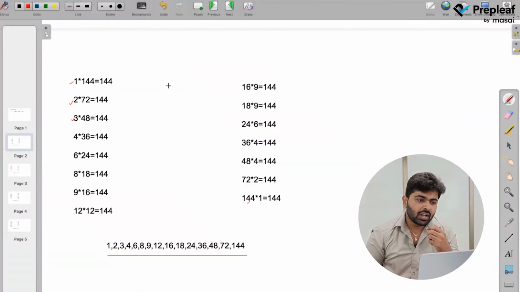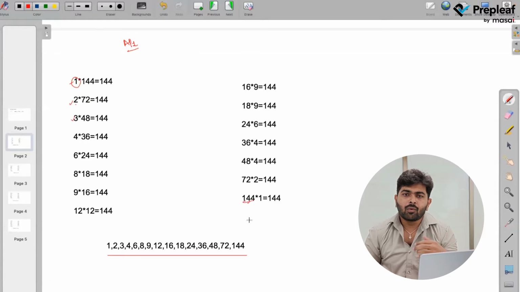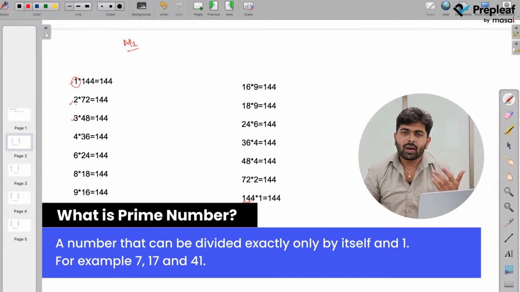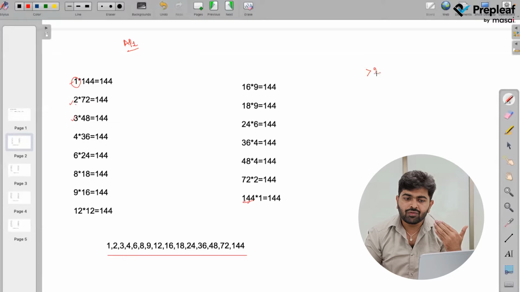Let me call this approach number 1. I'll start from 1, then 2, go till the last number, and count how many factors there are in total. If I find that the factors are more than 2, it means the number is not prime. But what is a prime number actually? Any number that is divisible only by 1 and by itself is called a prime number. So starting from 1 and going till that number, counting how many factors there are, when I know the factors are greater than 2, the number is not prime. So this is one approach, friends.